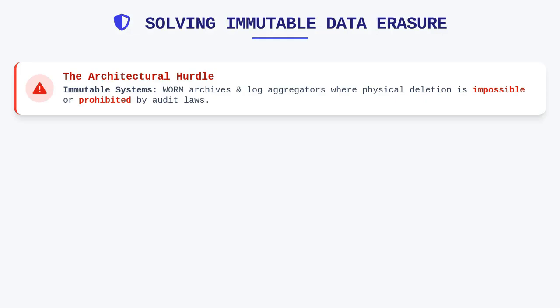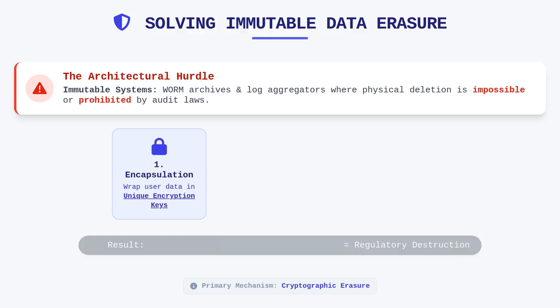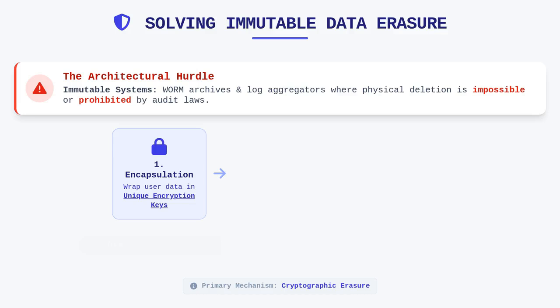The most complex architectural hurdle involves immutable systems like write-once-read-many backup archives or log aggregators, where deletion is physically impossible or prohibited by audit requirements. Here, we must reach for cryptographic erasure as our primary mechanism for compliance. By wrapping individual user datasets or tenant records with unique data encryption keys, we can effectively render that data unrecoverable without needing to rewrite the actual backup media.